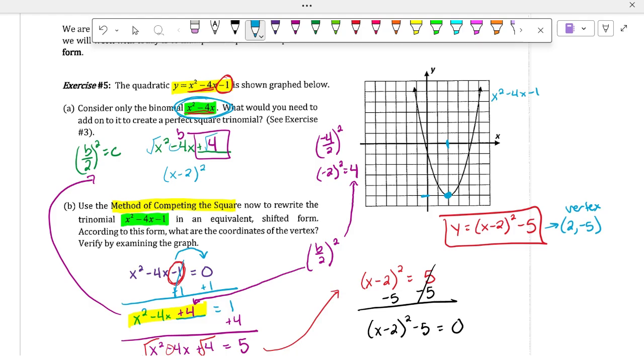Now, just to make sure, I also want to try out my y-intercept. If I plug in a 0 for this x, 0 minus 2 is negative 2 squared, that's 4. 4 minus 5 is negative 1. So my y-intercept should be at the point 0, negative 1. Well, if I come over here, 0, negative 1, that's also the y-intercept of this graph.